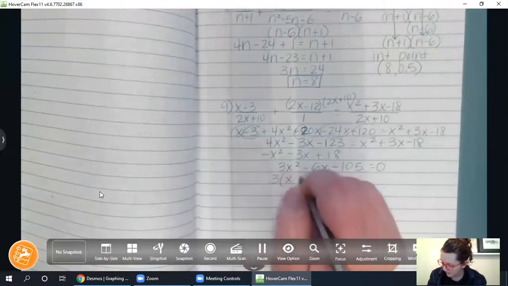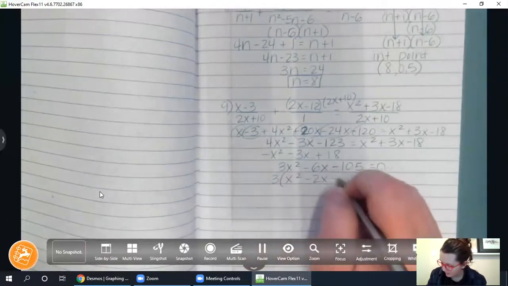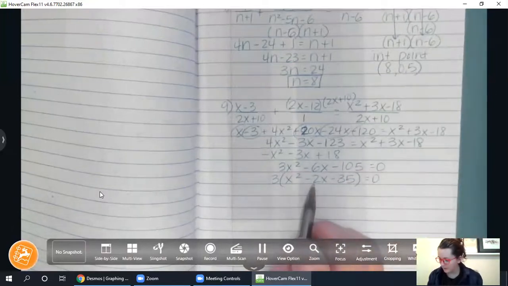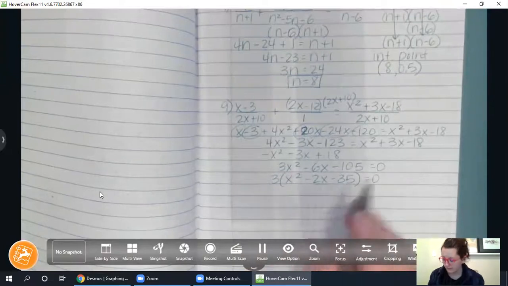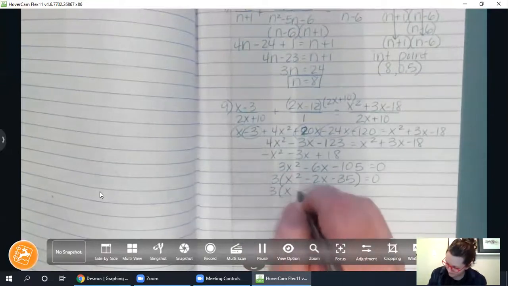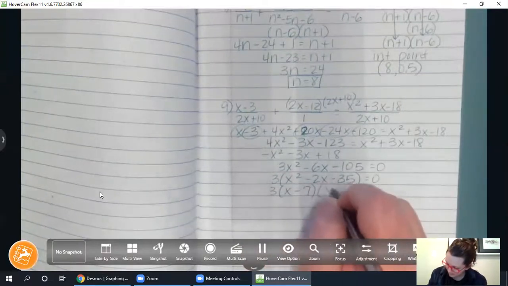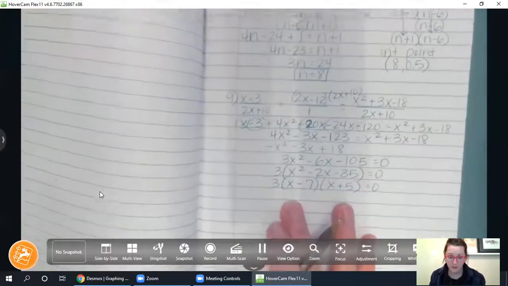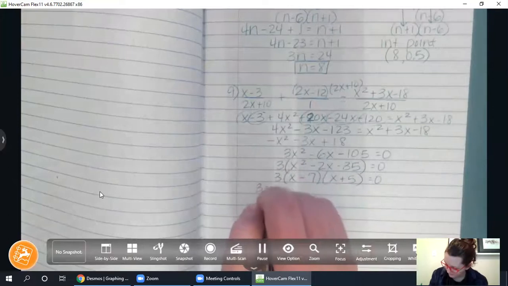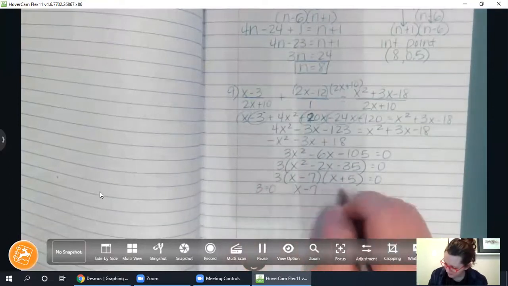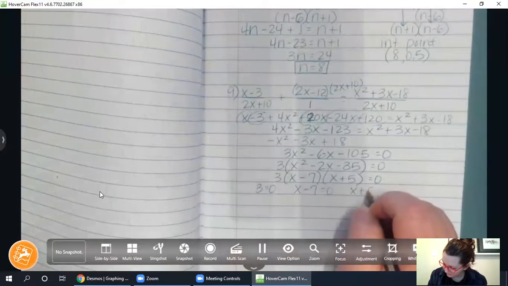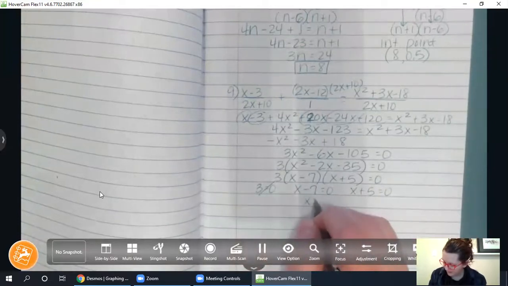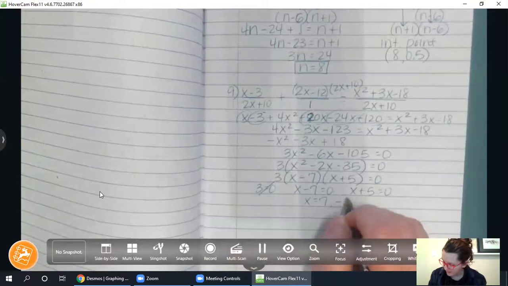Okay, so let's see if I can factor here. I can pull out the 3. That's minus 2x. I think this is 35 equals 0. Okay, so what multiplies to get 35 and adds to get negative 2? It's going to be a negative 7 and a positive 5. So the zero product property says I can pull these apart, set them equal to 0, and solve. X equals 7 and x equals negative 5.